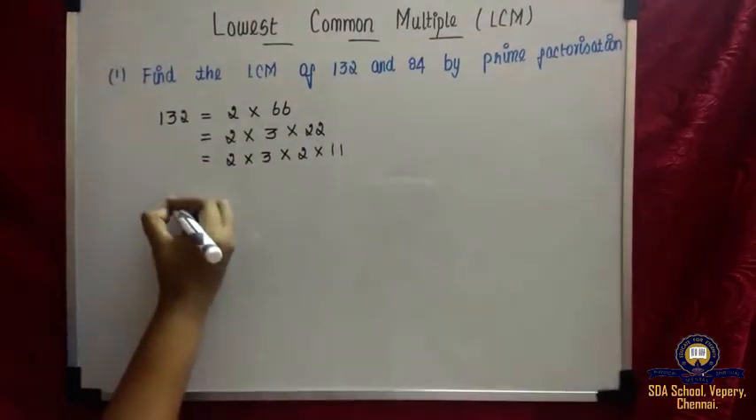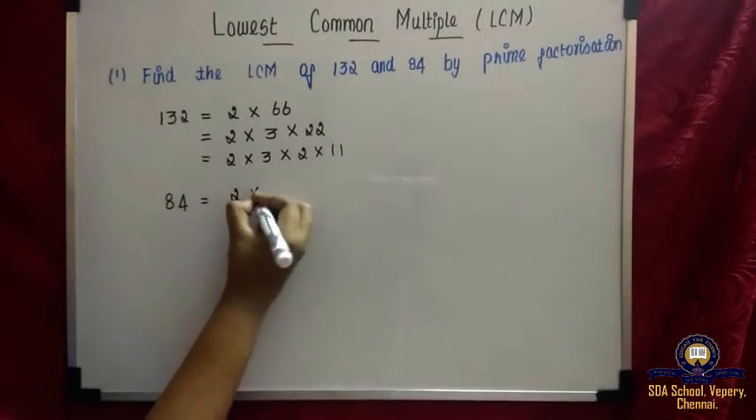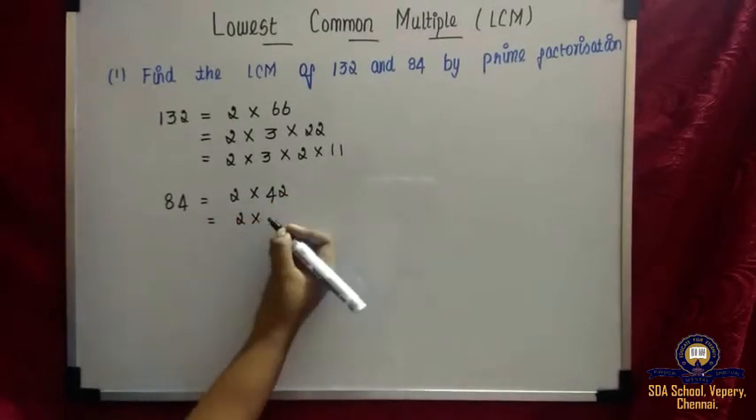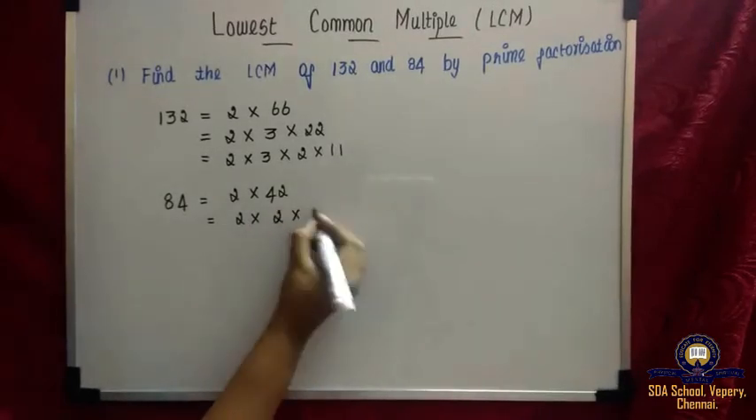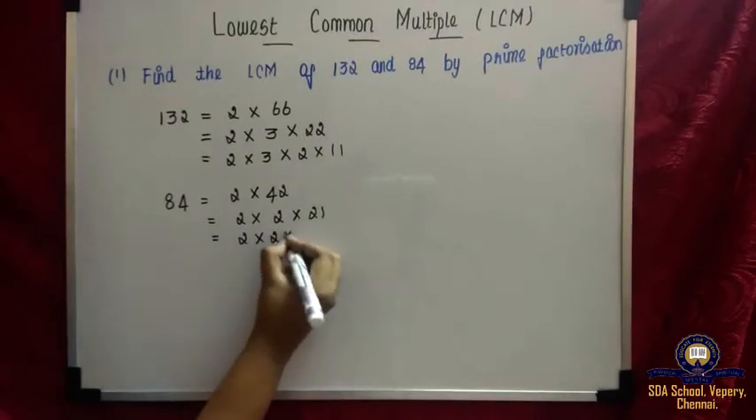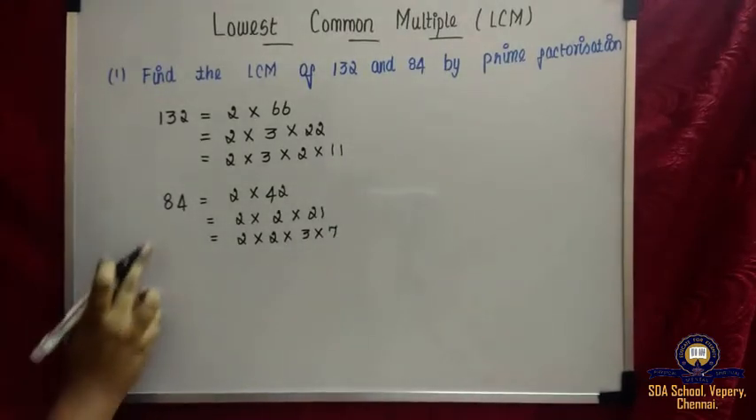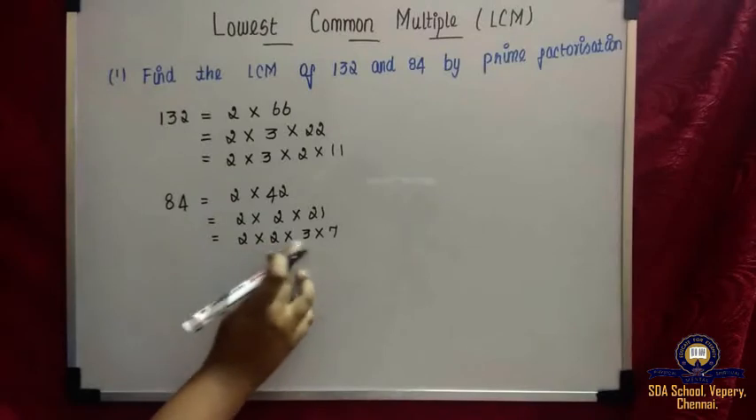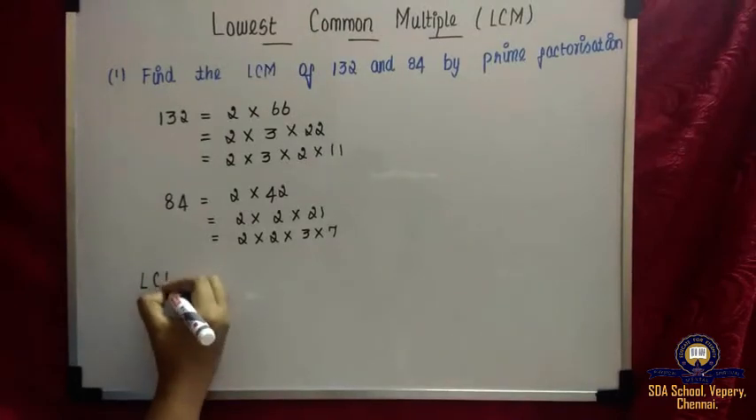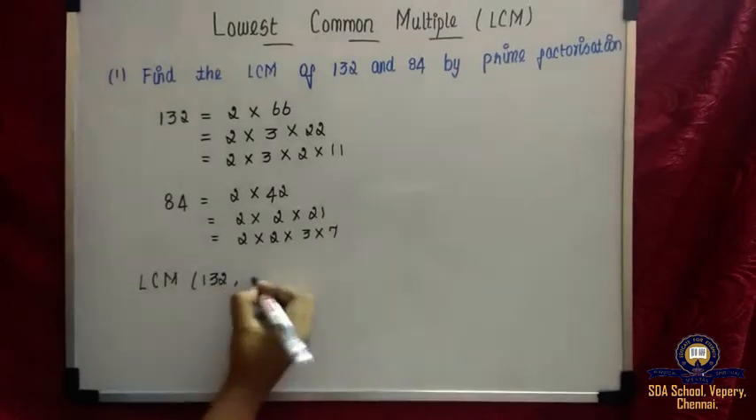Next is 84. 84 can be written as 2 into 42. 42 can be written as 2 into 21. And 21 can be written as 3 into 7. So the prime factors of 84 are 2 into 2 into 3 into 7. Now we have to find the LCM, that is the lowest common multiple, for 132 and 84.